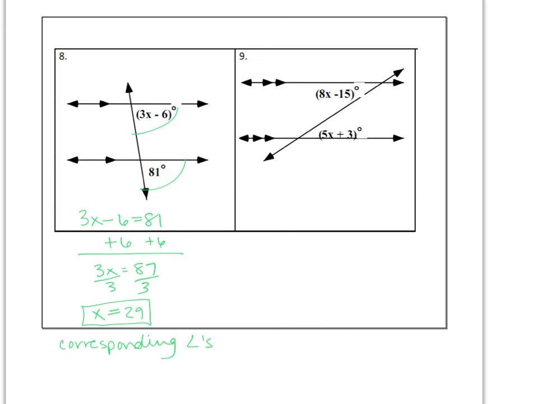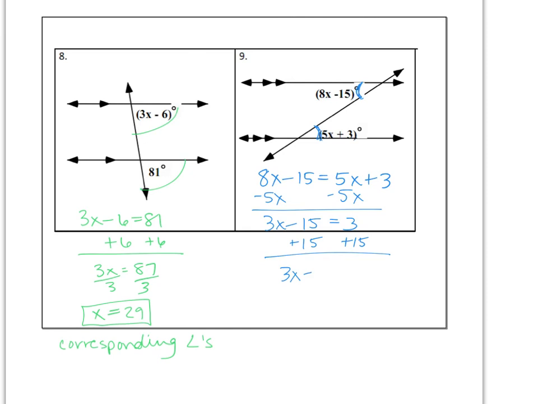For number 9, I'm looking at this angle and this angle. These are alternate interior angles. They're both inside the parallel lines and they're on opposite sides of the transversal. They are also congruent, so I set them equal to each other. Do the algebra and solve it for x. X turns out to be 6. And the reason, or the because of, they were alternate interior angles.